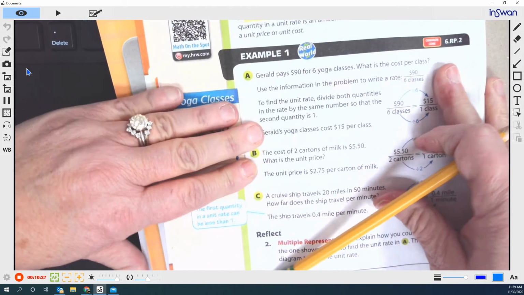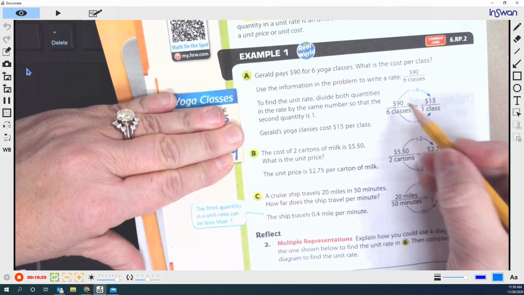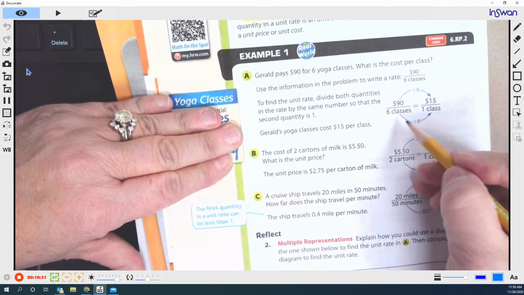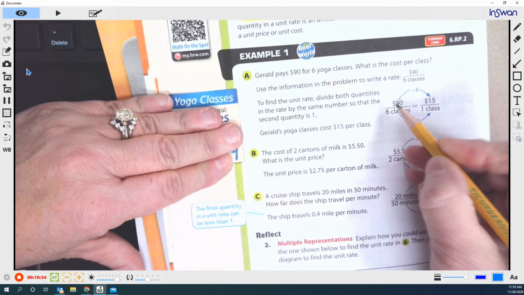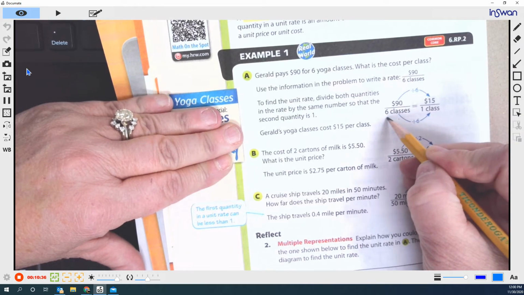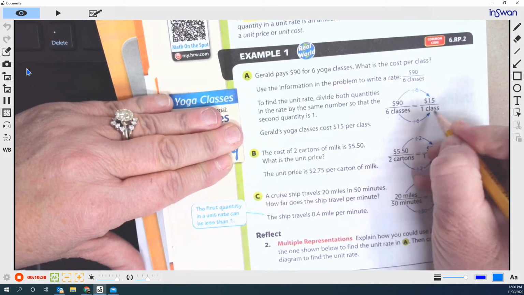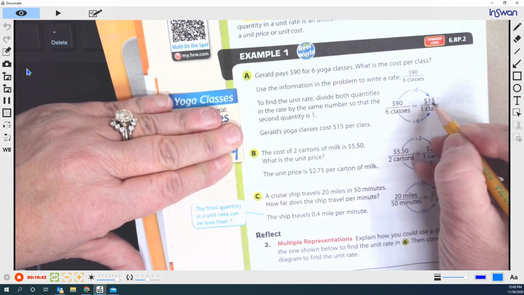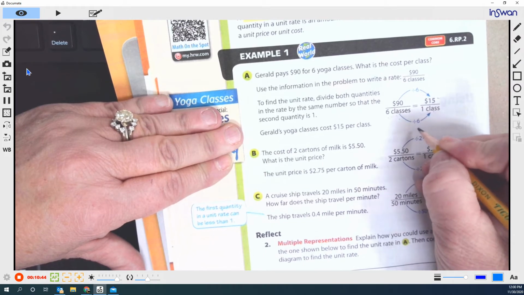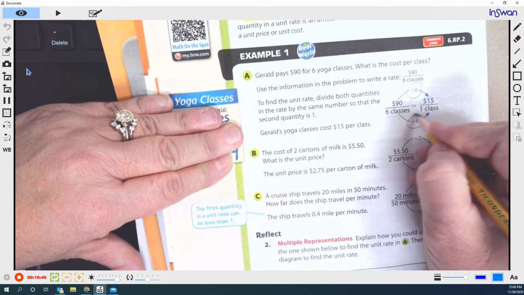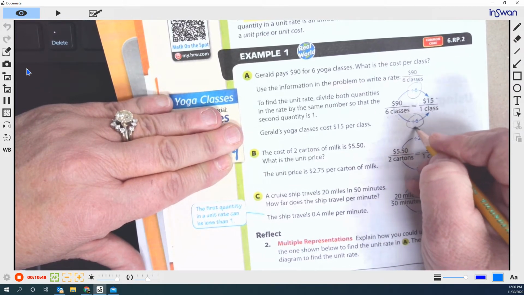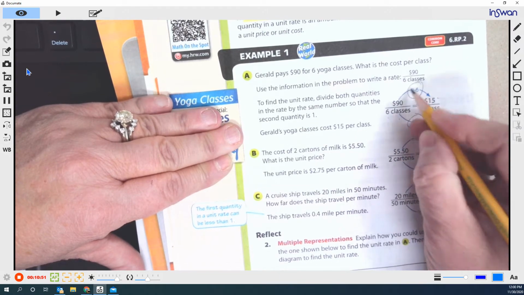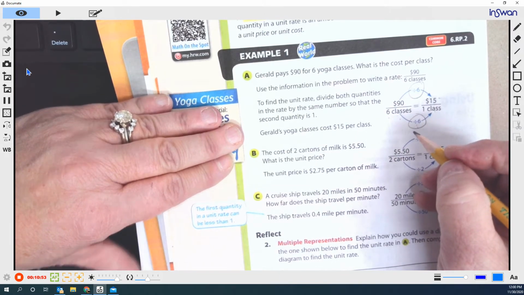Let me show you this example. Here they've got $90 will give you 6 classes. If I take 90 and divide it by 6, that tells me then that 1 class is going to cost $15, because 90 divided by 6 is 15 and 6 divided by 6 is 1. So to go from 6 to 1, you're dividing by 6. So whatever you do to the bottom, you have to do to the top.